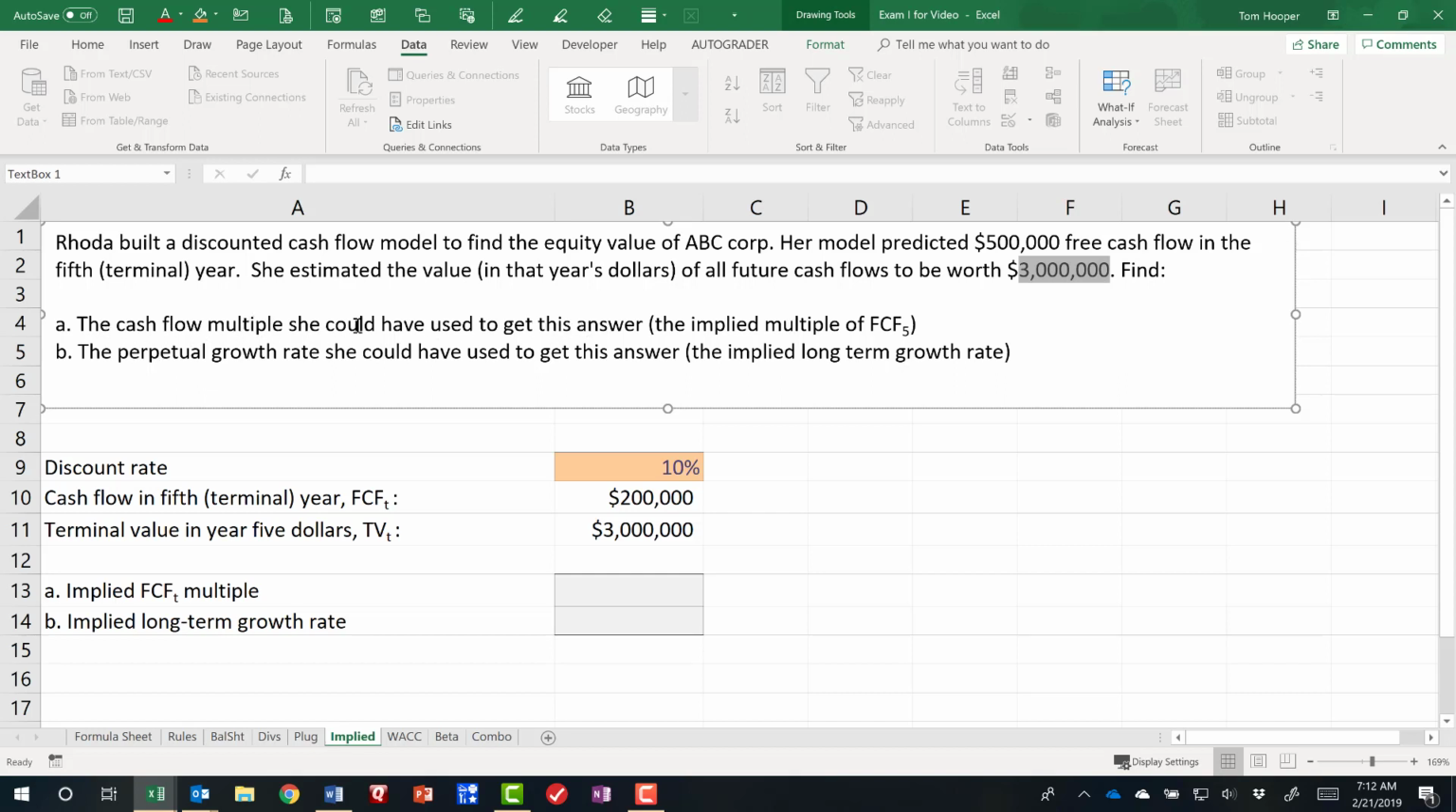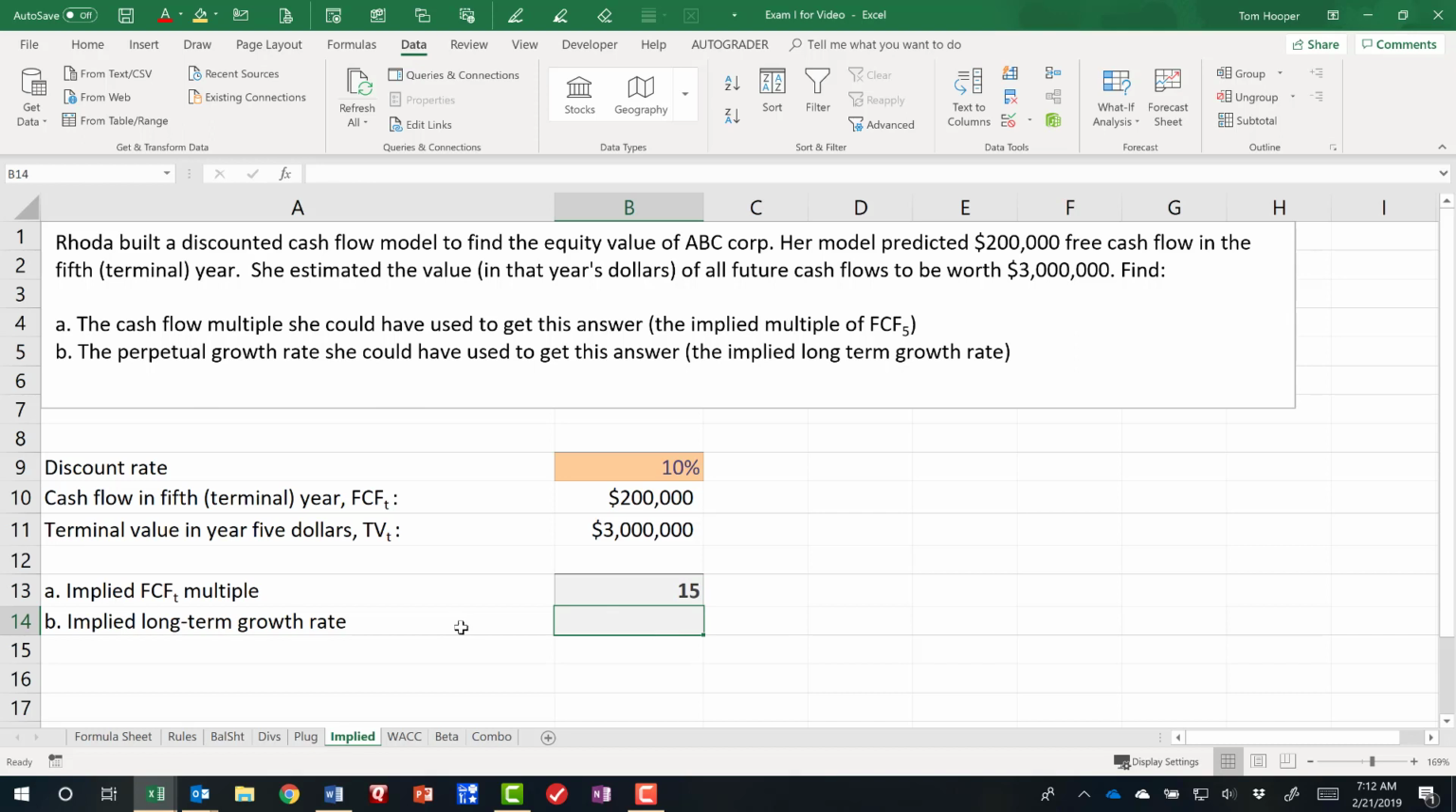So if she were using the multiple method, what multiple of 3,000? Oh, there's an error in my problem. Change that to 2. What multiple of 3 million or of 200,000 is 3 million? Okay, well I can do that in my head, but let me not trust myself since my coffee's still kicking in. Okay, that's a multiple of 15. So she could have said if my terminal year I made 200,000 and then my multiple were 15, she would have got a terminal value of 3 million.